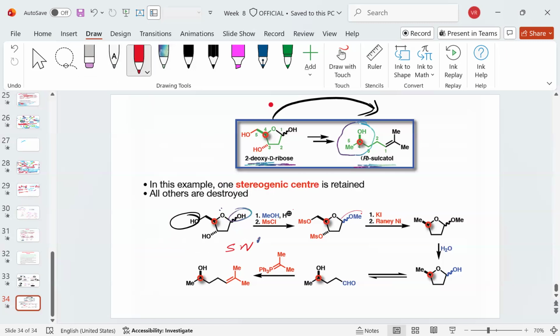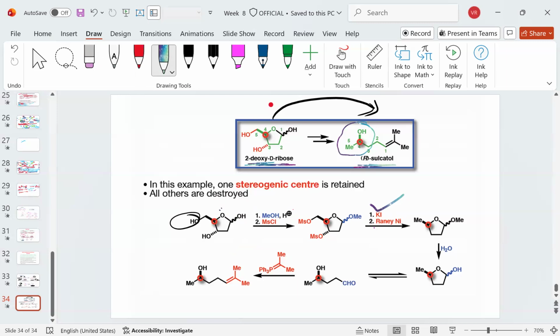So we are getting methanol here. And further, in the second step, what we did is the mesyl protection. So that's what we did in the first step, right? So this is basically the first step. The second step is the KI and the Raney nickel.